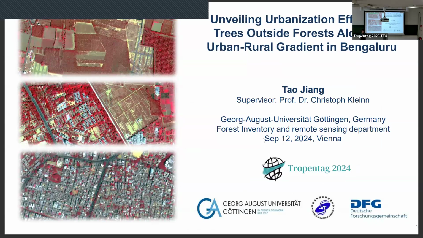So the topic of my presentation is the effects of urbanization on trees outside the forest. I'm sure you all know the concept of trees outside the forest. These trees can be found in different landscapes, like in the urban area, in the rural area, and of course, the space in between. So the research questions we are exploring here today are: what are the differences between those trees, and how does urbanization affect them?